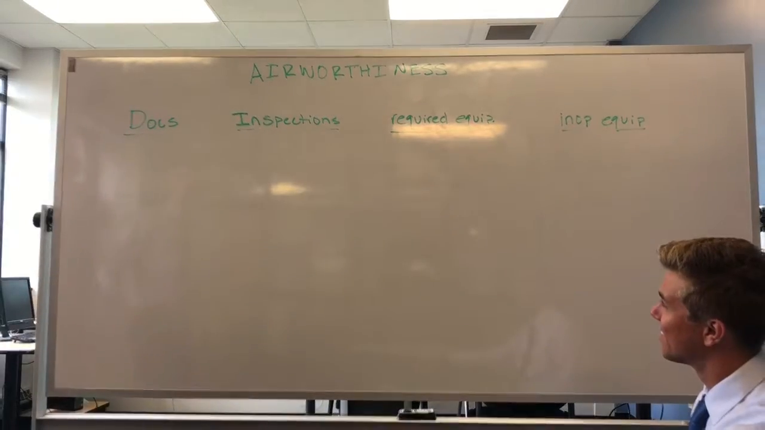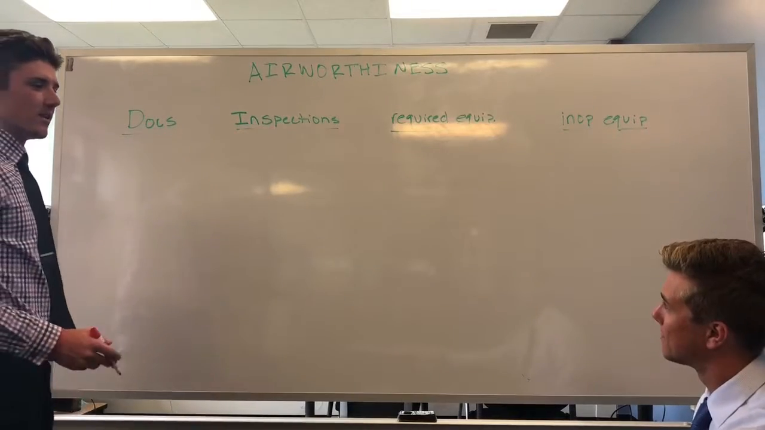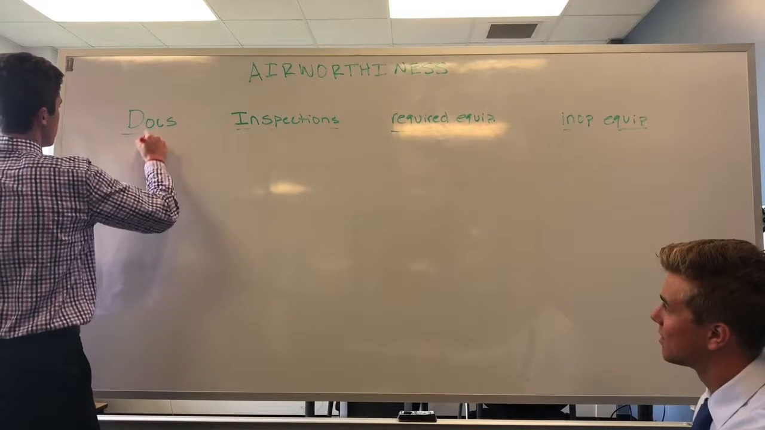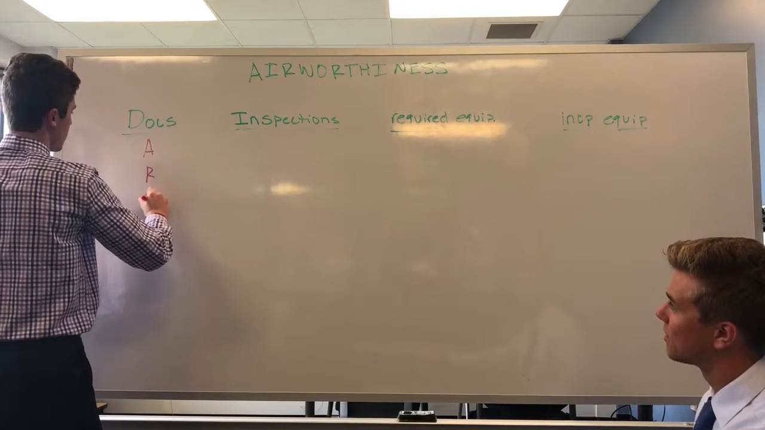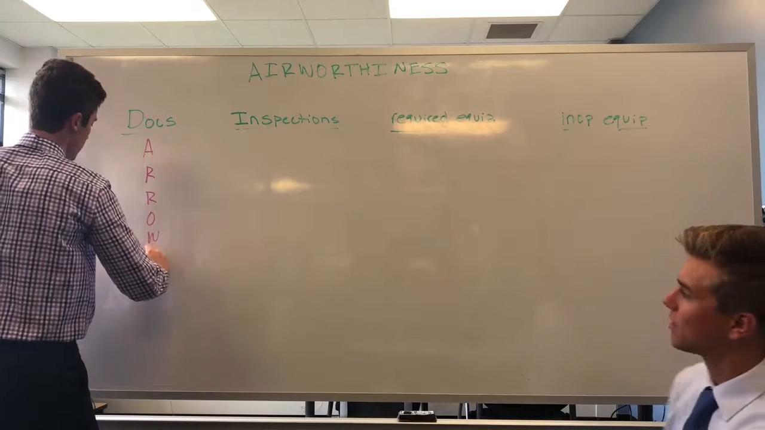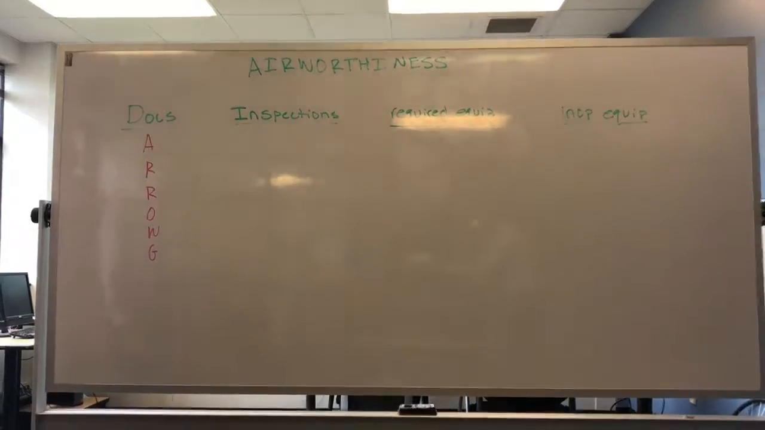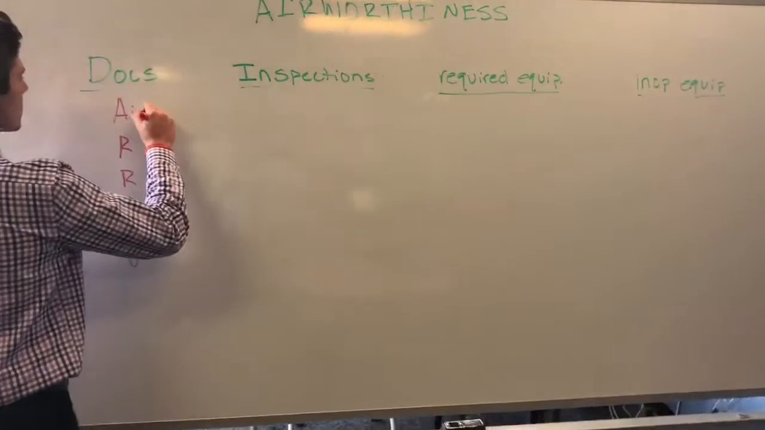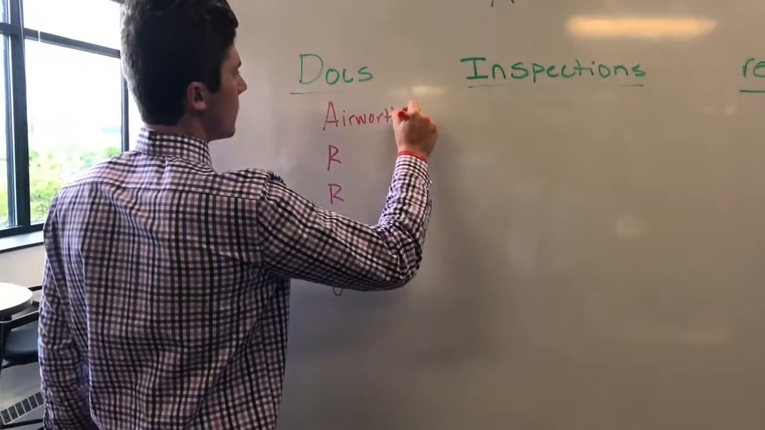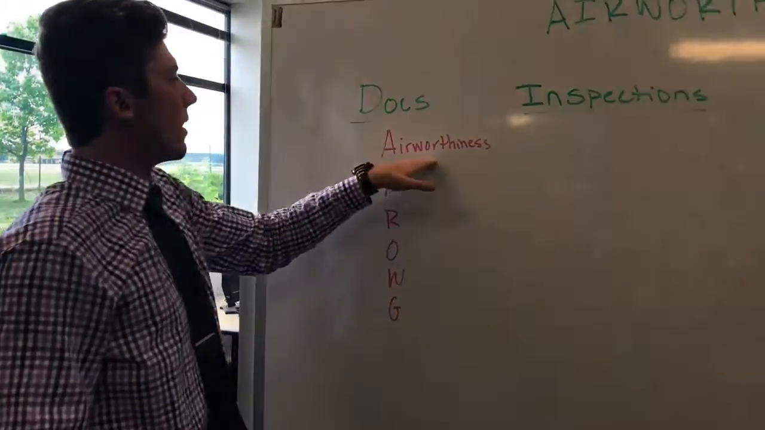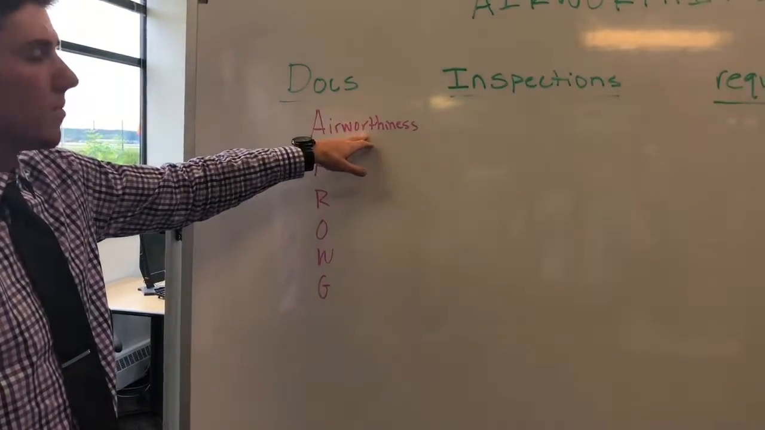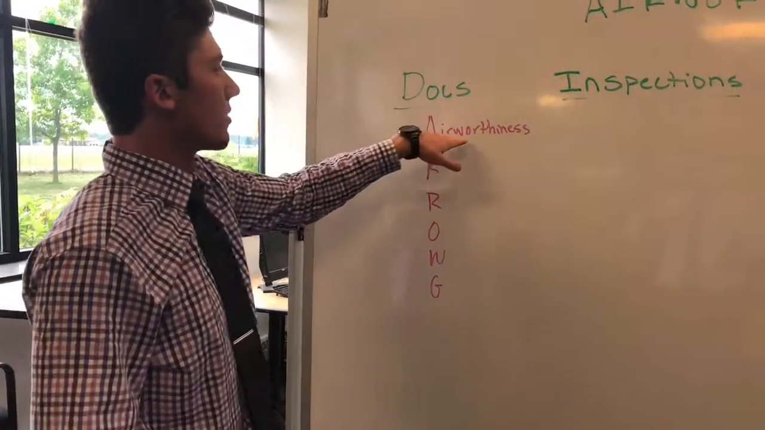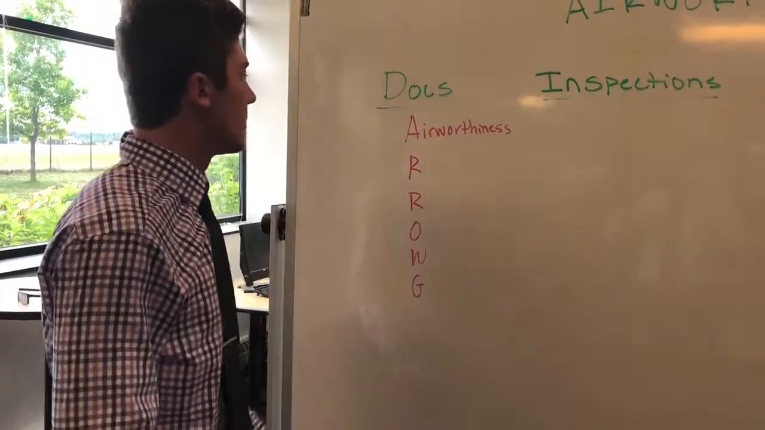All right, so documents on the aircraft. What I like to use and what most people use is the acronym AERO-G. So first, the documents on the aircraft, we need the airworthiness certificate. This is always valid unless we do not comply with the inspections. So if we do comply with the inspections, then our airworthiness certificate will always be valid.